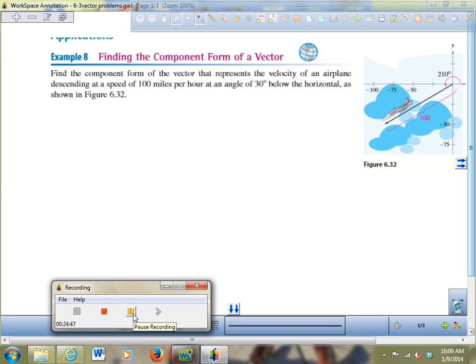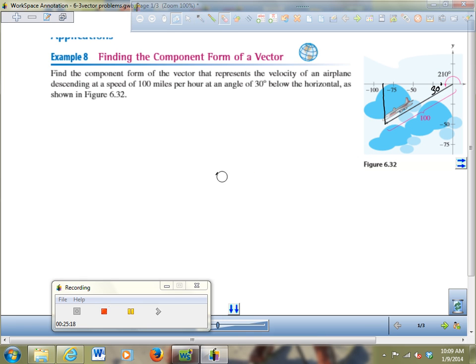Okay, so find the component form of the vector that represents the velocity of an airplane descending at a speed of 100 miles per hour, at an angle of 30 degrees below the horizontal, and the picture is shown. Basically, if the plane is going this way 100 miles an hour and this is a 30-degree angle, you want to break it into its horizontal and its vertical component. This is a really simple, straightforward problem, but you got to be a little careful.